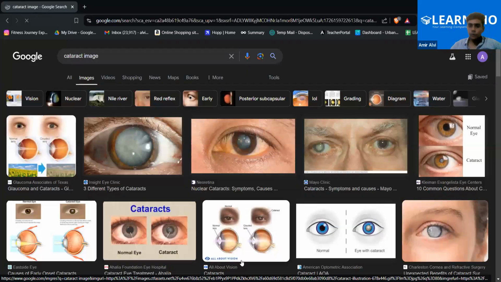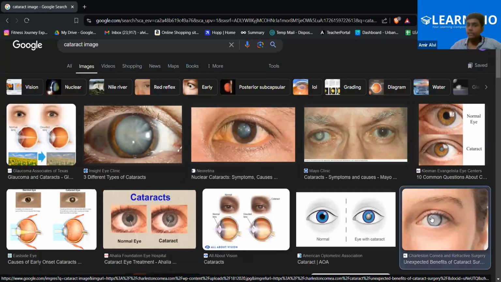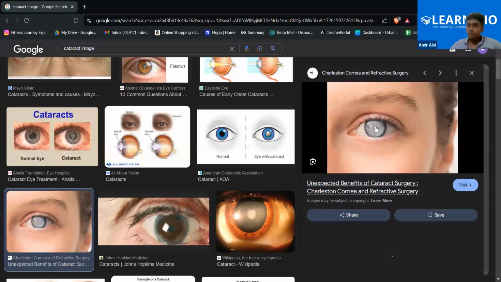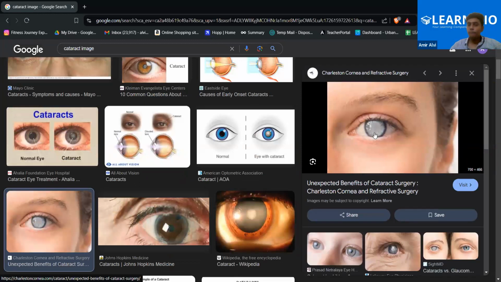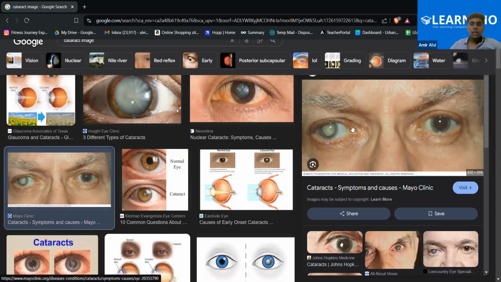Is my screen visible to all of you? So there you go. The iris, pupil, this part is completely white, right? A kind of layer is formed, right, everyone? This is not a normal eye. This condition is called cataract. Did you see this? This eye is suffering from cataract and this eye is normal. So there is a difference now, a kind of milky vision is formed, everyone. Clear, everyone?